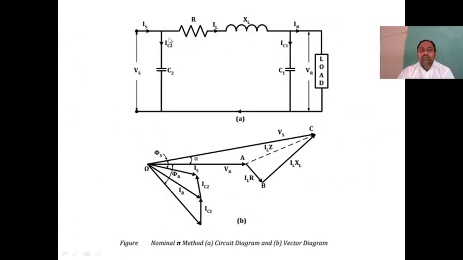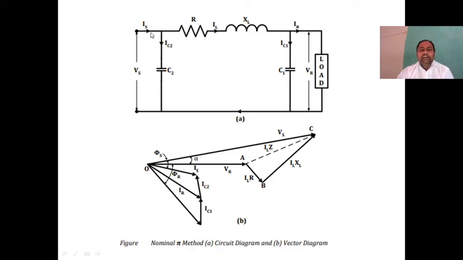Once again, please observe the diagram carefully. There are two capacitances. One capacitance is on the sending end side, which carries IC2. One capacitance is on the receiving end side, which carries IC1. The total capacitance is split in half: C1 is equal to C by 2, and C2 is also C by 2.